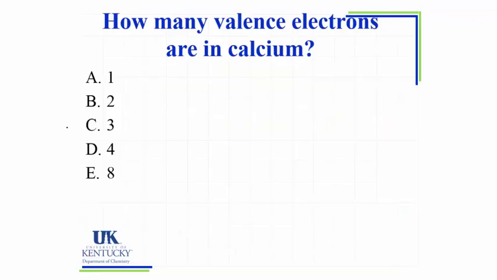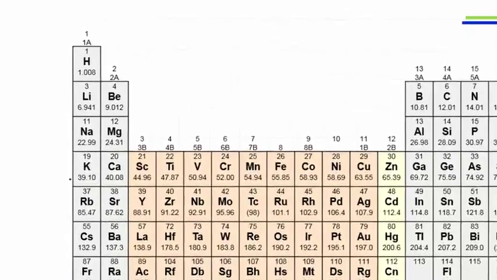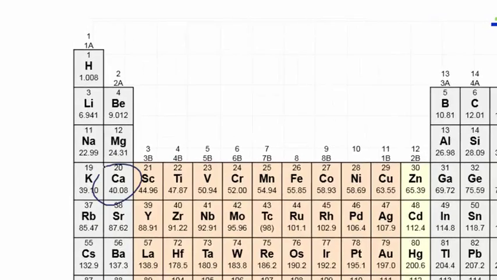Okay, so use your periodic table and use what you learned without having to do the whole electron configuration. Tell me how many valence electrons are in calcium. If you said 2, then you are correct. If you didn't say 2, let's locate calcium. There it is. There's the group number. And so we have 2 valence electrons, and it works because it's a representative element and not a transition element.